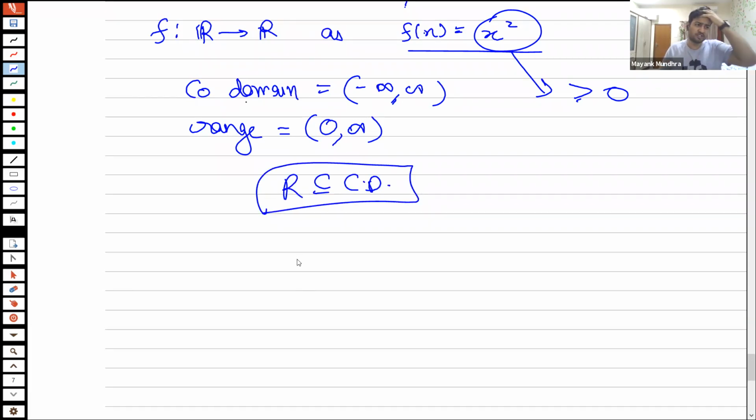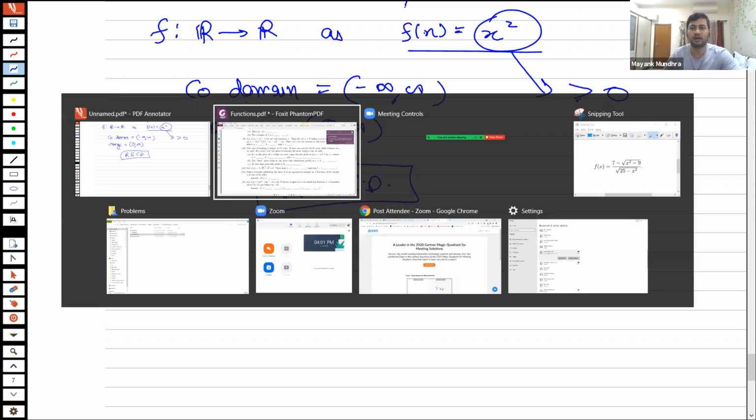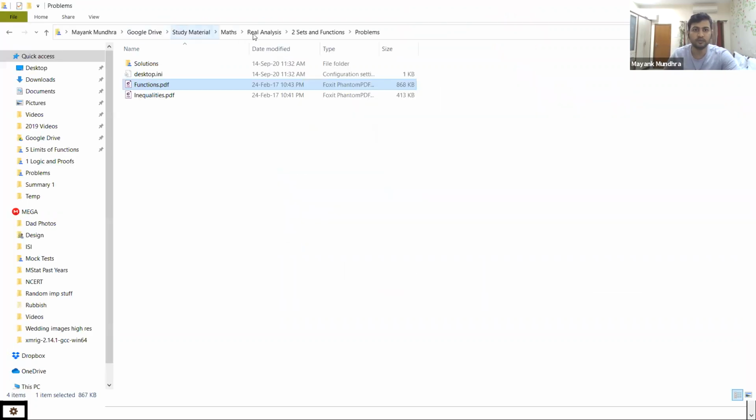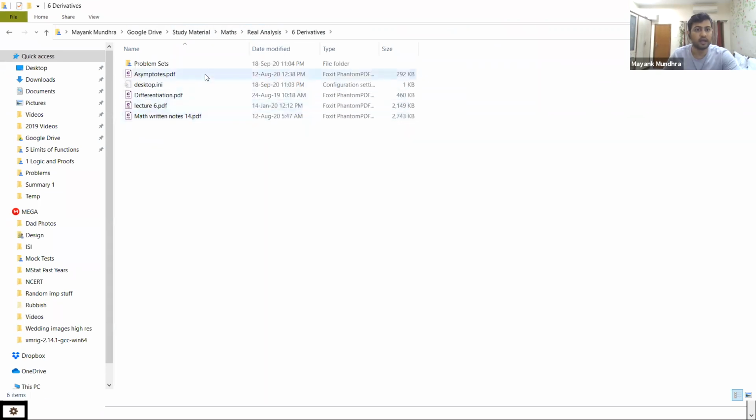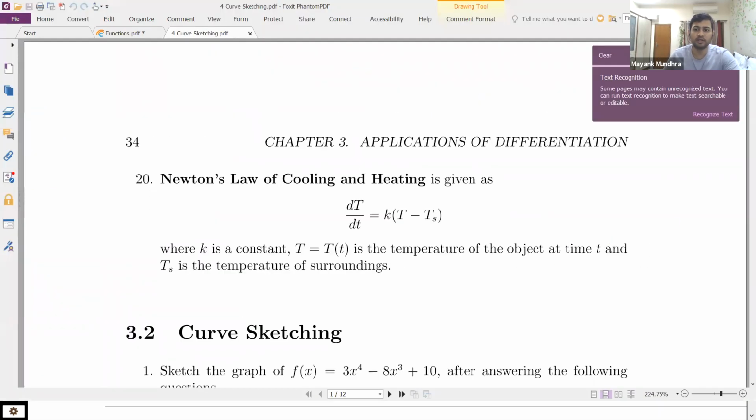Okay, so sometimes the question might ask you to find the range of a function. We'll do questions on range, but very late, because finding the range of a function is very difficult. You need to find its maxima, minima, and discontinuities. So at the very end of this entire real analysis course, we'll have a problem set on curve sketching.